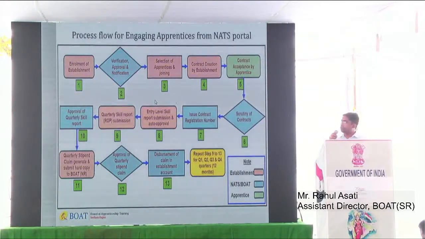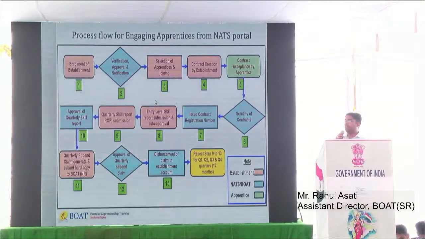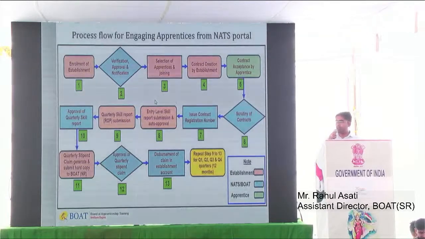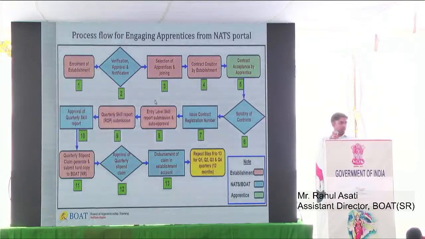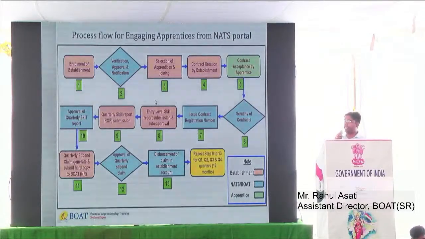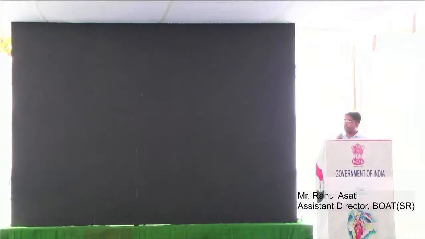So in each quarter, before that, you have to raise the performance at the entry level. What skill does this apprentice have when they have entered the establishment? For that, you have to give a rating from 1 to 10. There is a template Excel sheet available. Just download it from the NATS portal, fill in the rating, and upload the same Excel sheet again. After submitting, it will come again to the board office for verification.